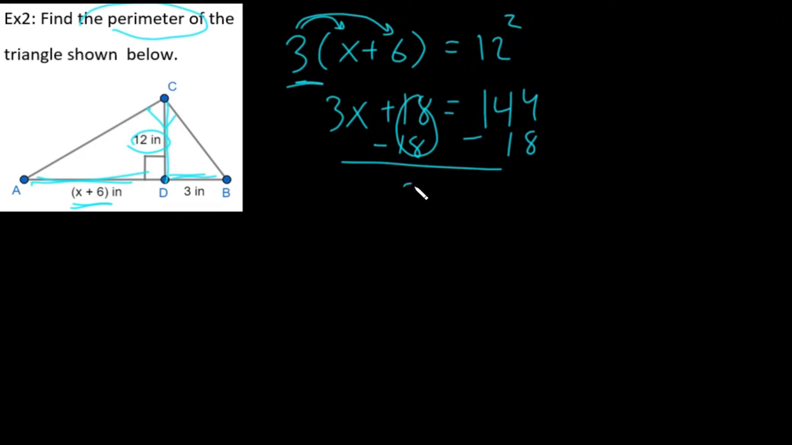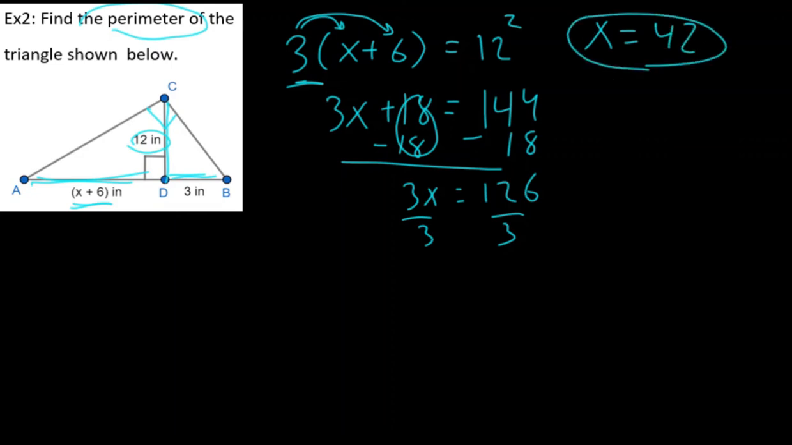Now that zeroes out, and we're left with 3x equals, and let me grab my calculator just to make sure we're being very thorough, 144 minus 18 will give us 126. Now from there, we want to divide both sides by 3, and it turns out 126 divided by 3 will give us 42. So in this case, we can say x is equal to 42.